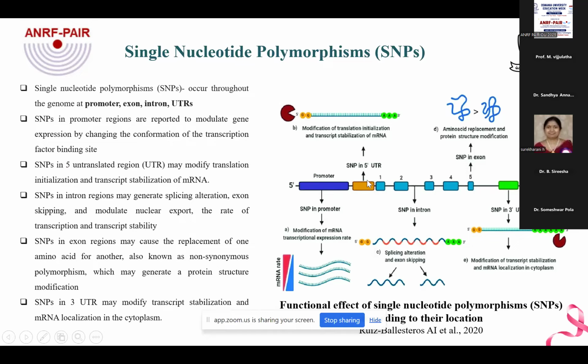And these might also be present in the 5' UTR region, where it might lead to the transcript stabilization of the mRNA. And even the SNPs can be present in the introns also. When they are present, it might be altering the splicing, and exon skipping might also be occurring. And SNPs might also be present in the exon regions, where it might be contributing to the amino acid replacement, leading to the protein structure modification. And further, these SNPs may also be present in the UTR region. Similarly, the modification of the transport stabilization and mRNA localization in the cytoplasm might be occurring.